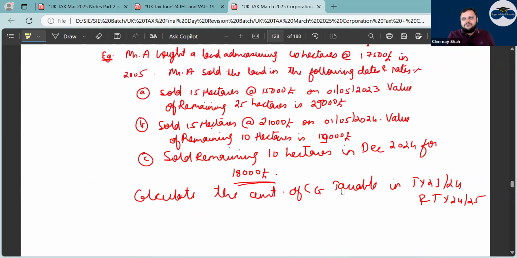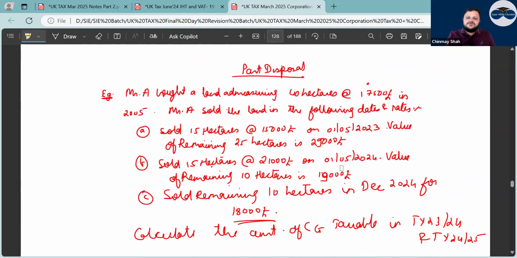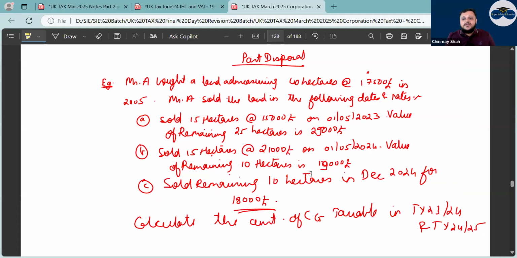Then, if there is a part disposal, correct? Part disposal of land. What will happen? You bought a 40-acre land. Out of this you are selling 20 acres. So ask yourself, you sold 20 acres for 20,000, and you bought 40 acres for 5,000. How much of this 5,000 are you going to take against the 20-acre sale? The cost of acquisition is the initial cost of acquisition into the sale amount, divided by the sale amount plus the remaining market value of the property.